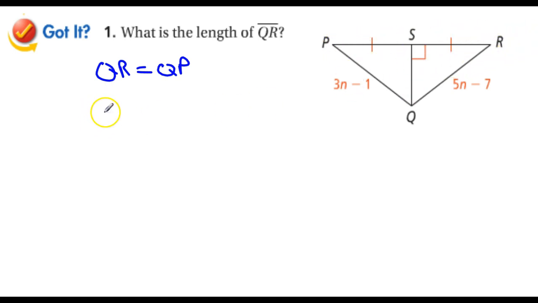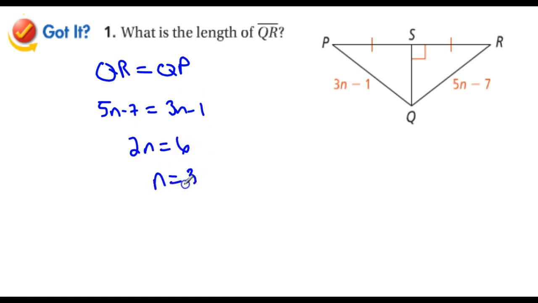So since QR equals QP, I can substitute those values in. 5n minus 7 must equal 3n minus 1. And so solving for n, I get 2n is equal to 7. No, not 7, I'm doing my math wrong now. 2n is equal to 6. Add 7 to both sides. That's what happens when you try to do too much in your head.